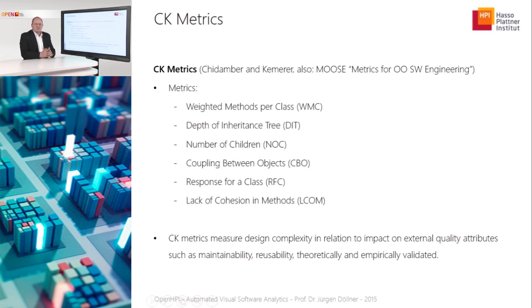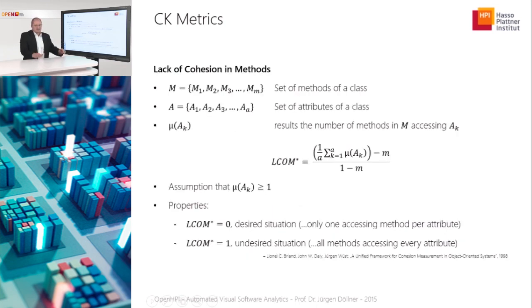CK metrics measure design complexity in relation to impact on external quality attributes such as maintainability and reusability, and CK metrics are both theoretically and empirically validated. That is, the CK metric set turned out to be a very realistic way of measuring object-oriented design characteristics. To give you one example, I want to explain the lack of cohesion in methods.